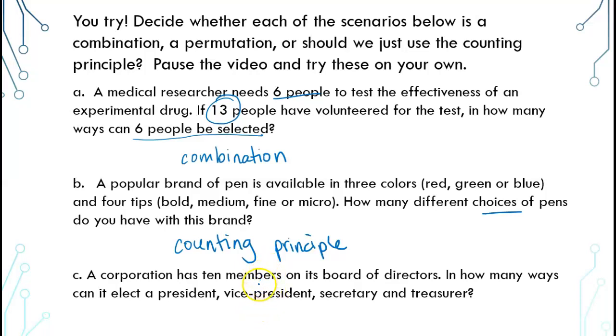C is a little trickier. A corporation has 10 members on its board of directors. We want to choose a president, a vice president, a secretary, and a treasurer. In this case, order is important because we are not just choosing 4 random people. We are choosing 4 people and putting them in specific slots. So this would be a permutation.